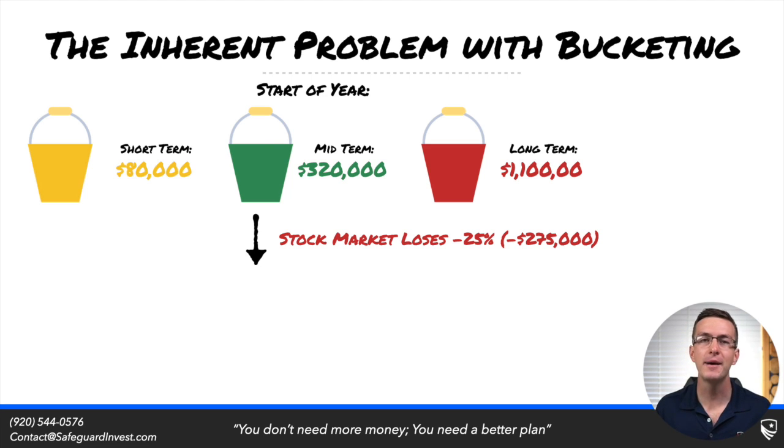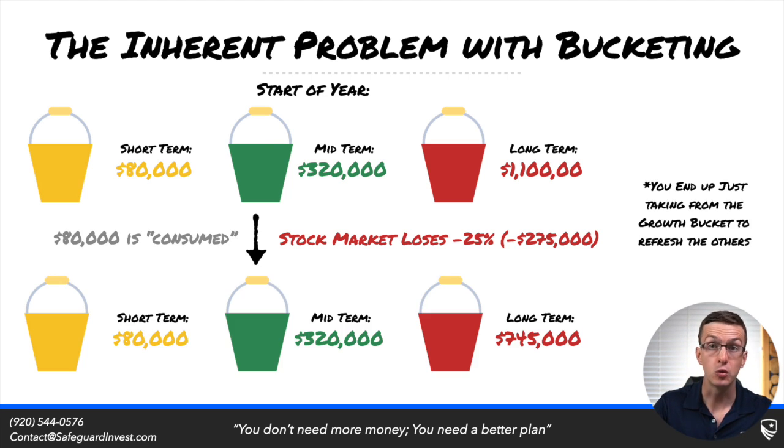But consider what happens if the stock market were to lose 25% of its value over the next year. What does the bucket strategy look like when we have to rebalance at the end of the year? Well, the $80,000 in the short-term bucket was completely consumed, and so we need to refresh the short-term bucket by now taking $80,000 from that intermediate bucket. However, this will now leave that intermediate bucket too light, so we need to refresh that then from the long-term bucket.